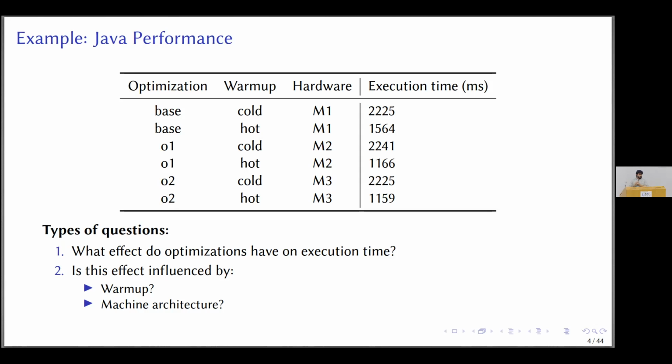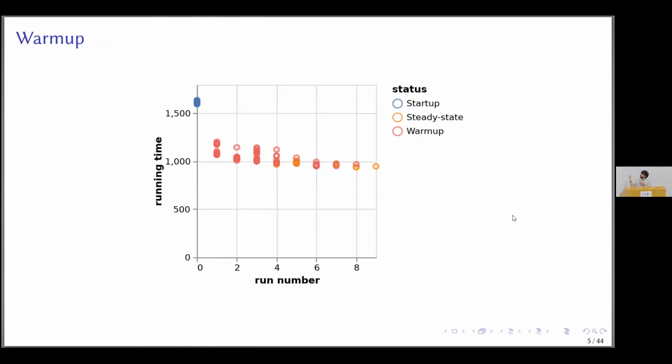The types of questions that I have are: what kind of effect does the optimization have, and is this effect influenced by other things, like the warm-up and the machine architecture? To illustrate the warm-up, this is a plot of a program that I'm running. I run it in two laps. I run the program once and it runs fully, and then I run it again, and when I run it again, it runs faster the second time. And as I keep doing this, it runs faster and faster until it reaches some kind of plateau.